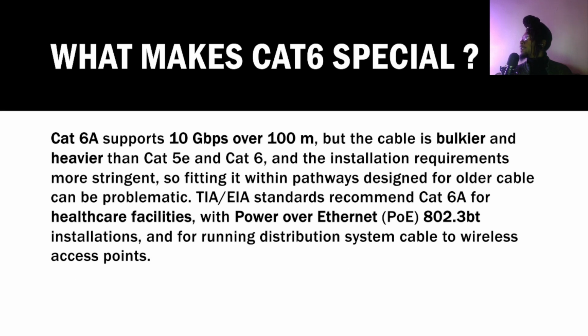What makes Cat6a so special? Cat6a supports 10 gigabits per second over 100 meters, but the cable is bulkier and heavier than Cat5e and Cat6. And the installation requirements are more stringent, so fitting it within pathways designed for older cables can be problematic. TIA/EIA standards recommend Cat6a for healthcare facilities with Power over Ethernet (PoE) 802.3bt installations, and for running distribution system cables to wireless access points.